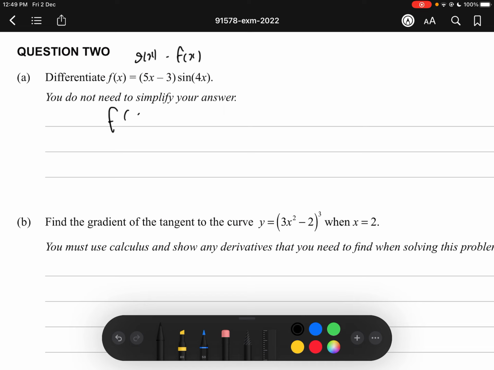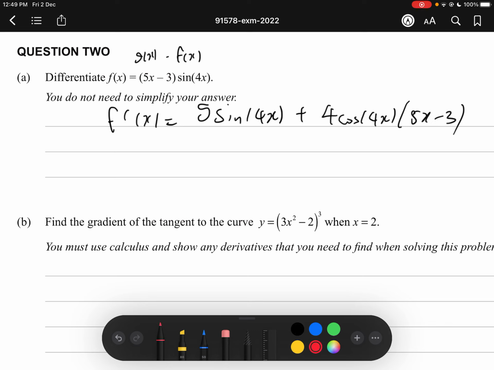So f dash of x is equal to the derivative of 5x minus 3, which is 5. So we have 5 sine of 4x, plus the derivative of sine 4x, which is 4 cos of 4x, multiplied by 5x minus 3. And that should be our final answer. And that should just be an achieved question here.